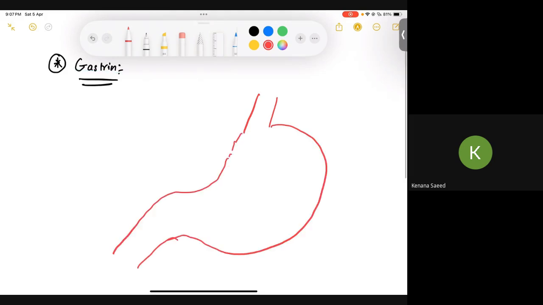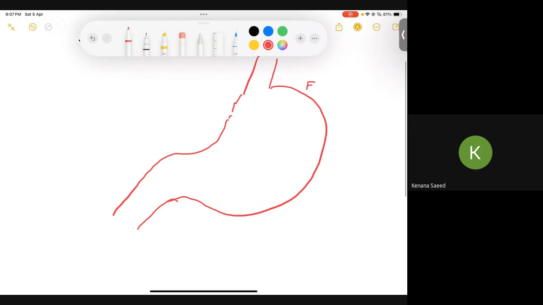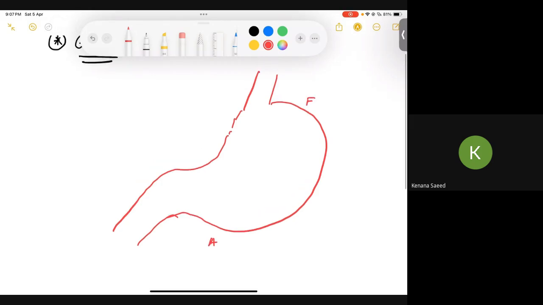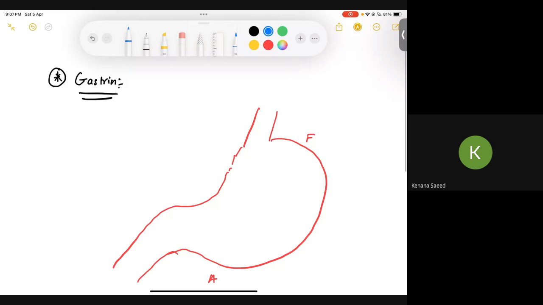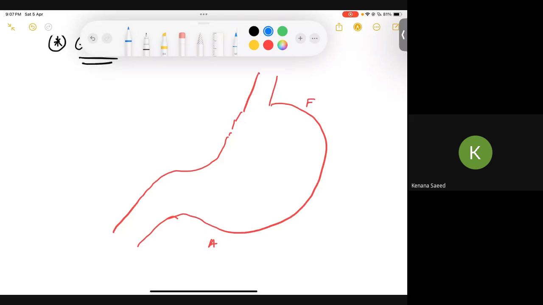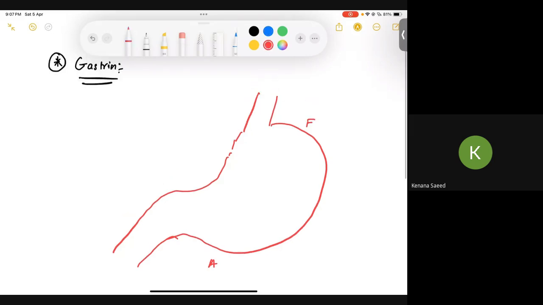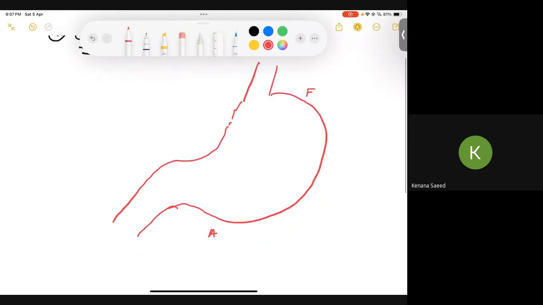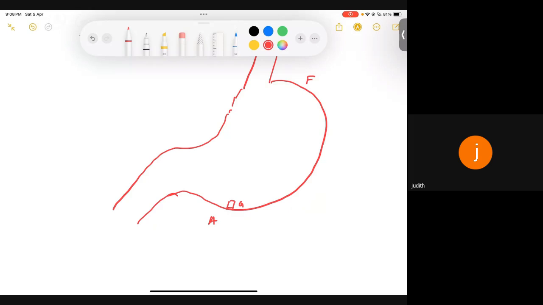As we know, we have different parts of the stomach, the fundus, the antrum. So what do you guys think? The hormone gastrin is going to be coming from which type of cells, and where are those cells going to be present within the stomach? G cells. Okay, perfect. So gastrin basically comes from G cells, and G cells will be present where? Antrum of your stomach. Perfect. This portion of the stomach is basically known as the antrum.